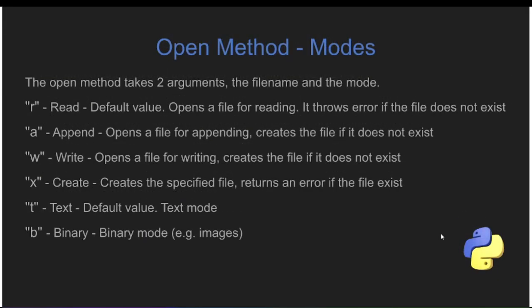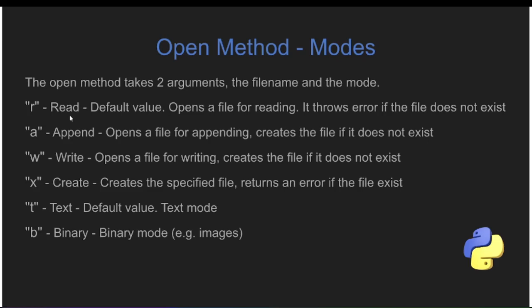The Python open method takes in two arguments. First, it takes in the file name and the mode, and there are about 6 modes that can be used in processing a file. The first one is the read mode, which is the default value, and it opens the file for reading, while it shows an error if the file doesn't exist. The second one is the append mode, which appends or adds data to the end of the file, and this creates the file if the file does not exist.